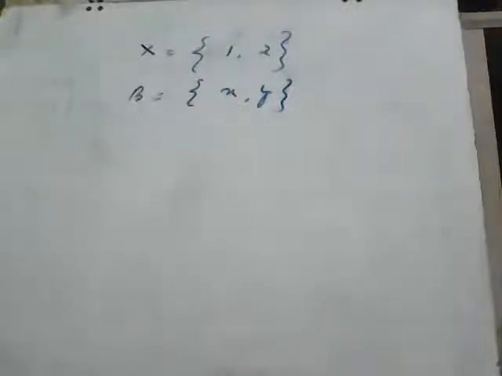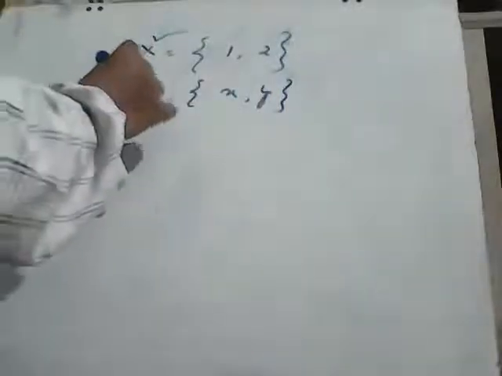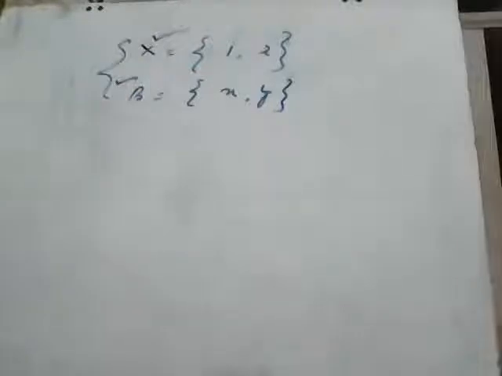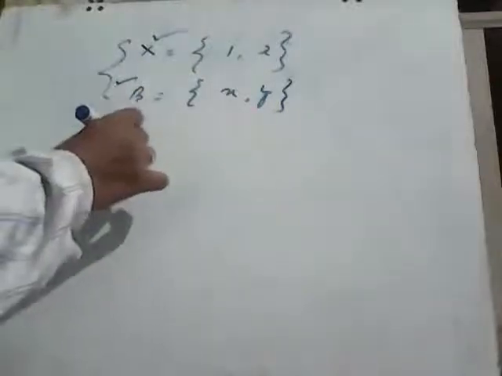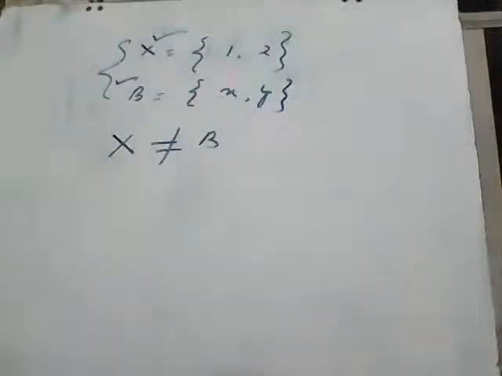X contains elements 1 and 2. B contains elements x and y. I mean, X has two elements, B has two elements. So these two are equivalent sets. But X is not equal to B. They are not equal sets. X is not equal to B, but they are equivalent sets as they have an equal number of elements.